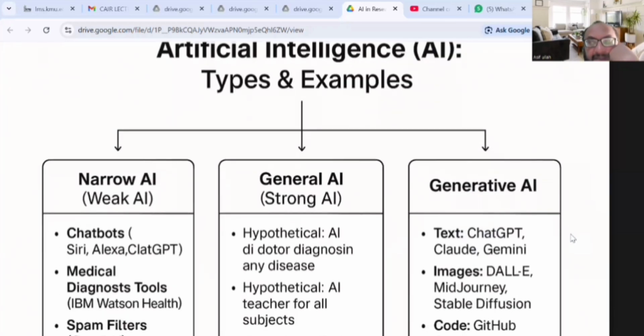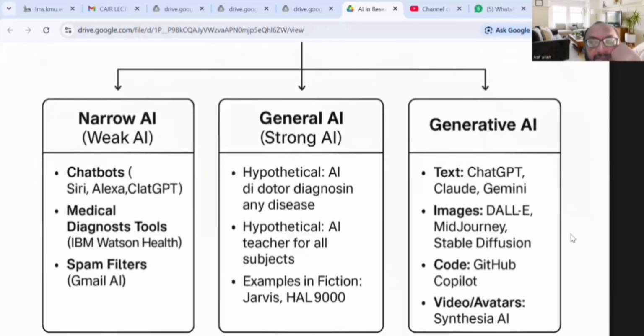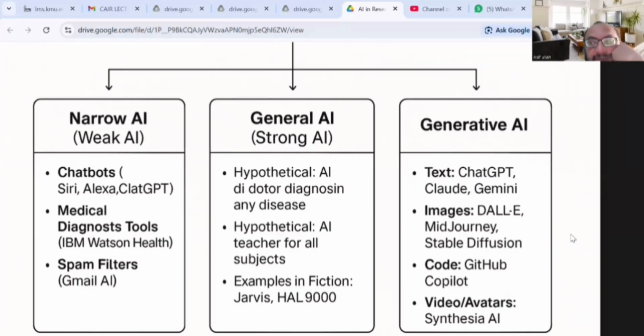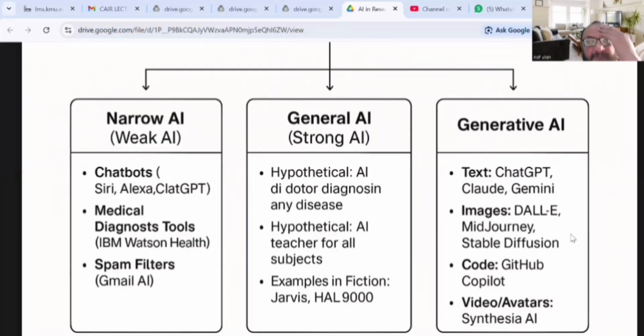Okay. Artificial intelligence types and examples. Narrow AI: chatbots, Siri, Alexa, ChatGPT. General AI is a strong AI, which is hypothetical. Generative AI is ChatGPT, Claude, and Gemini. Narrow AI may be used in medical diagnosis, IBM Watson Health.